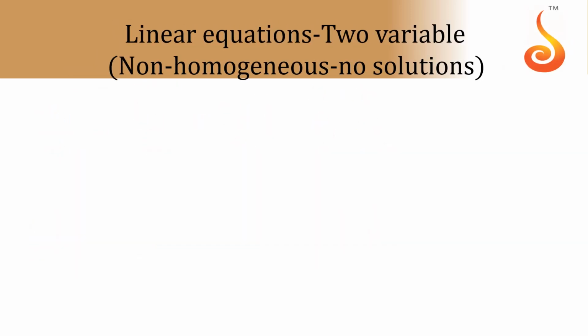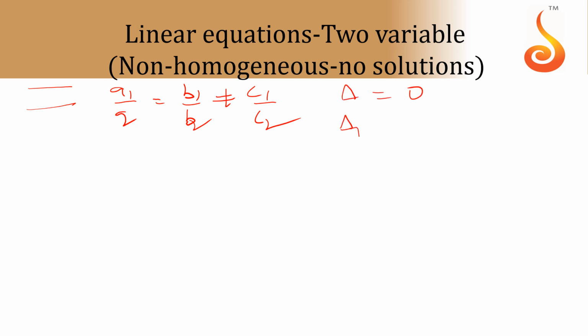No solutions means the lines are parallel. So a1 by a2 equals b1 by b2 but is not equal to c1 by c2. Its meaning is delta equals 0, and at least one of delta 1, delta 2 is non-zero. There is no rule that both should be non-zero, but the rule we say is that at least one should not be 0. Here in this case, both are not zeros.